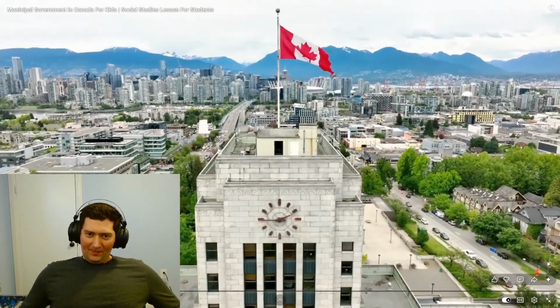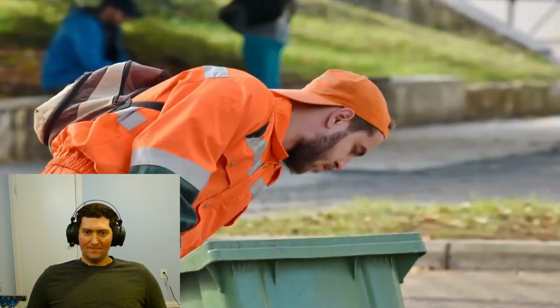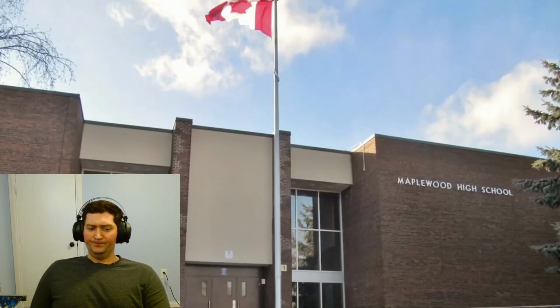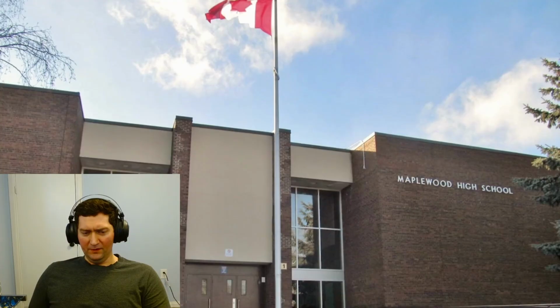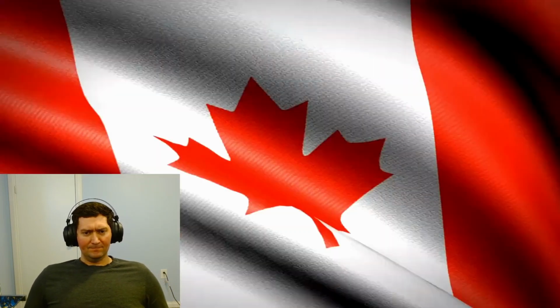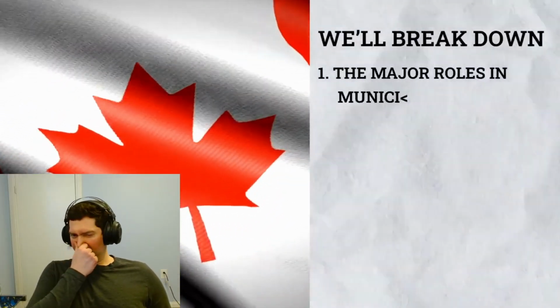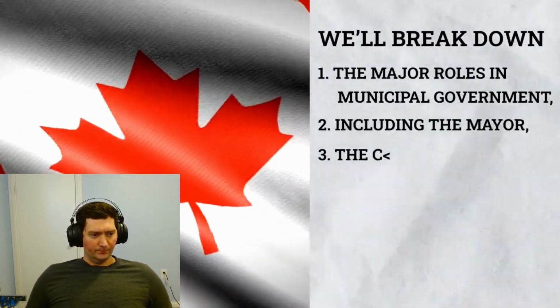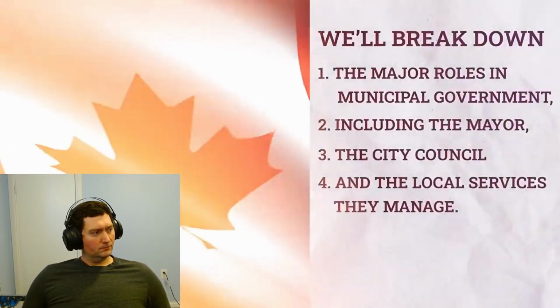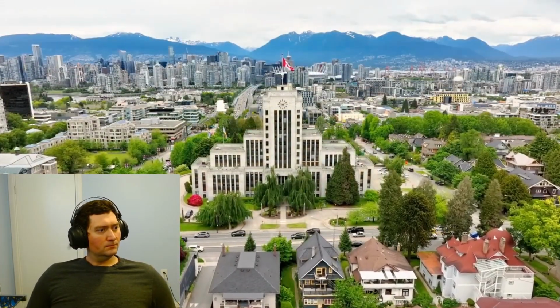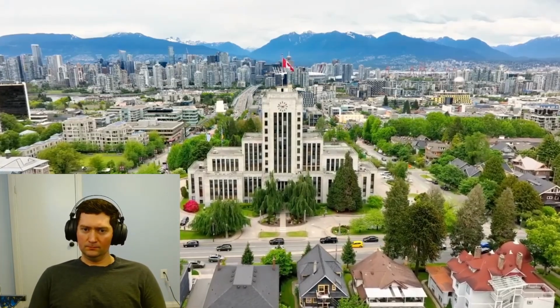Every city or town in Canada needs a government to help keep things running smoothly. But who makes the decisions about things like roads, garbage collection, and public parks? Who decides where new schools, fire stations, and bus stops should go? So the funding is determined by the provincial system, but the allocation is the municipal system. In this video, we'll break down the major roles in municipal government, including the mayor, the city council, and the local services they manage. By the end, you'll understand how your city or town is run and why municipal government is important in daily life.